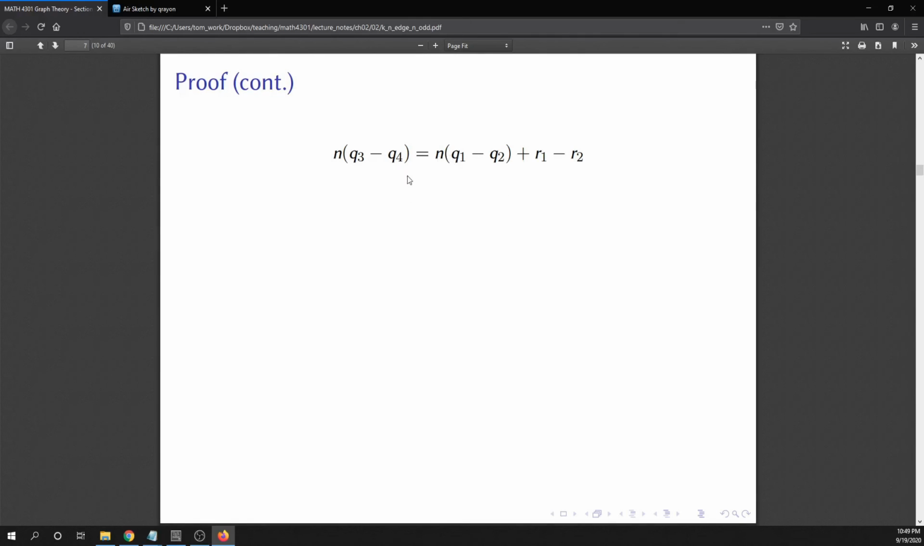All right, and now I'm just going to use a little bit of algebra to get 0 on one side. If I do it this way, I will get n times this expression in here plus r1 minus r2. And then if I do it this way, in other words, I just multiply this whole equation by minus 1, and distribute that negative inside the parentheses and across, I'll get this expression right here. Okay?